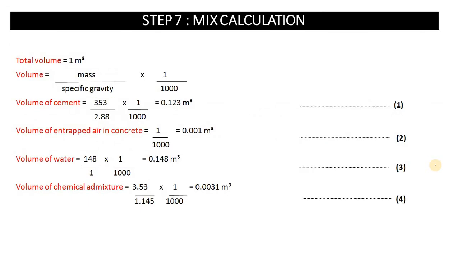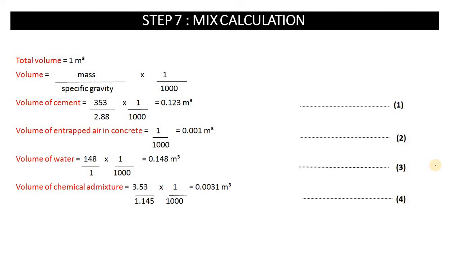So next, moving on to step number 7, which is the mix calculation. We will have the mix calculation for 1 meter cube. So the total volume is equal to 1 meter cube. As you know, volume is equal to mass upon specific gravity into 1 upon 1000. So first, the volume of cement. The mass of cement we have obtained is 353 from step number 5, divided by the specific gravity of the cement, which is already provided as 2.88, into 1 upon 1000. So we have the volume of cement as 0.123 meter cube.